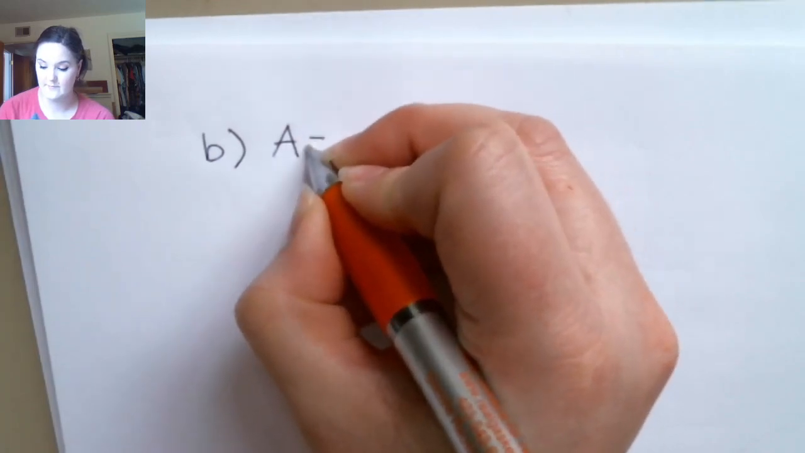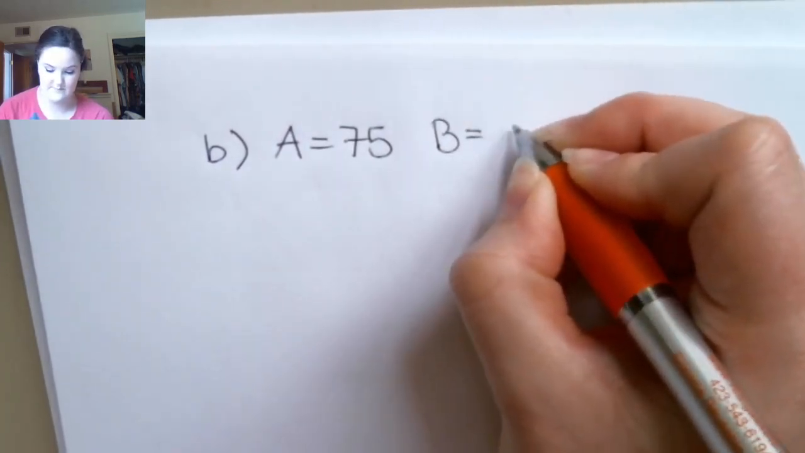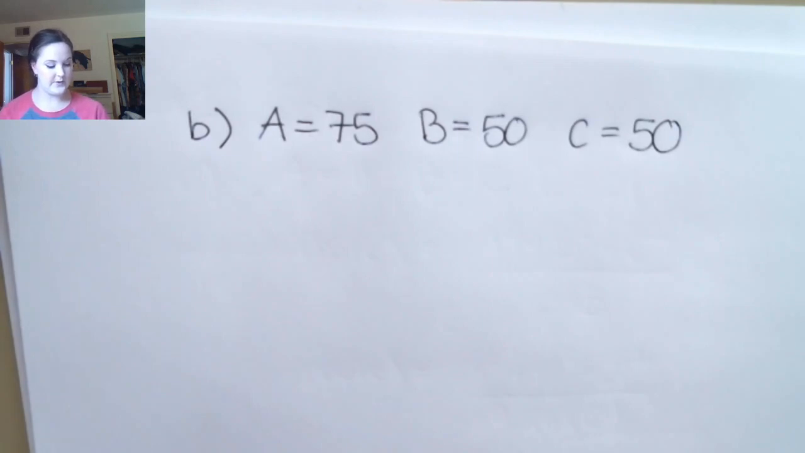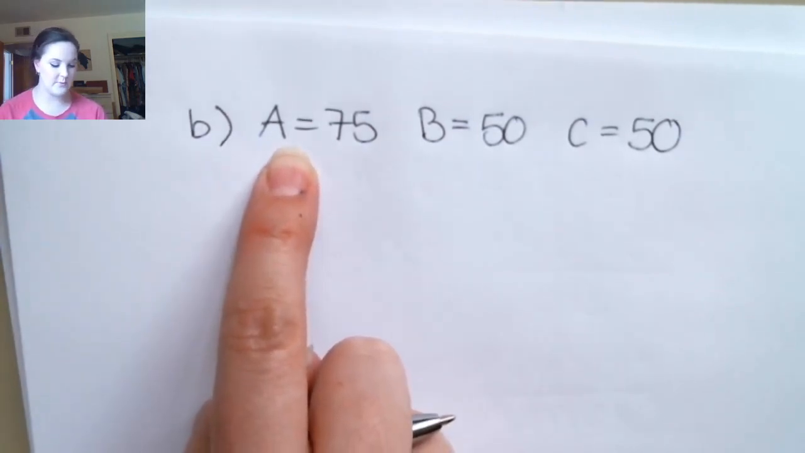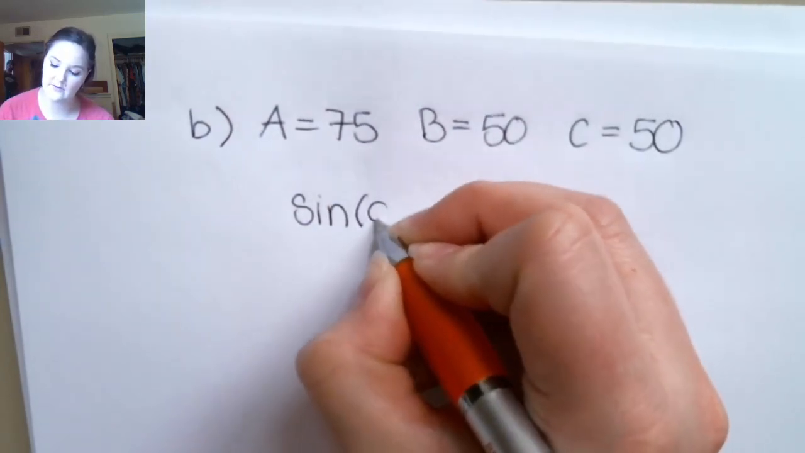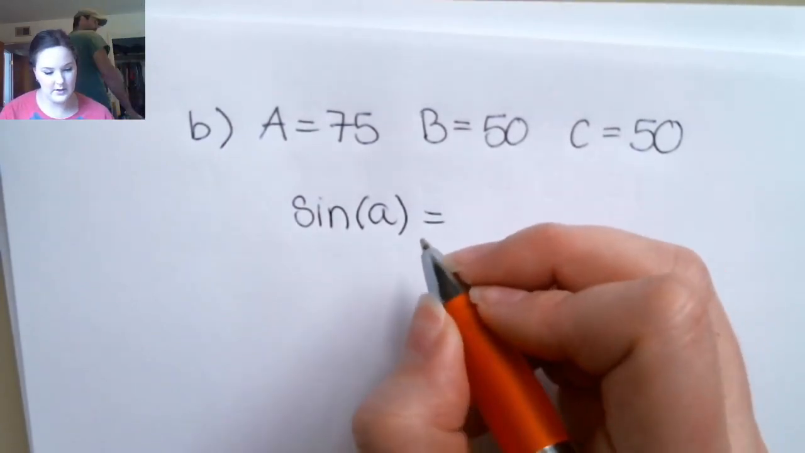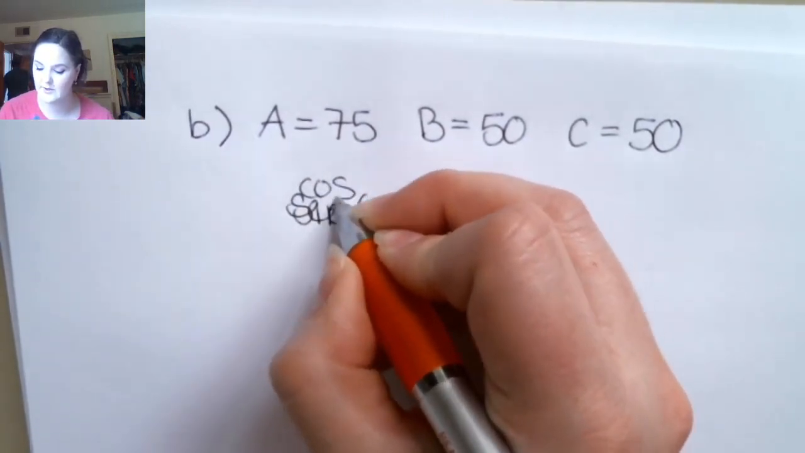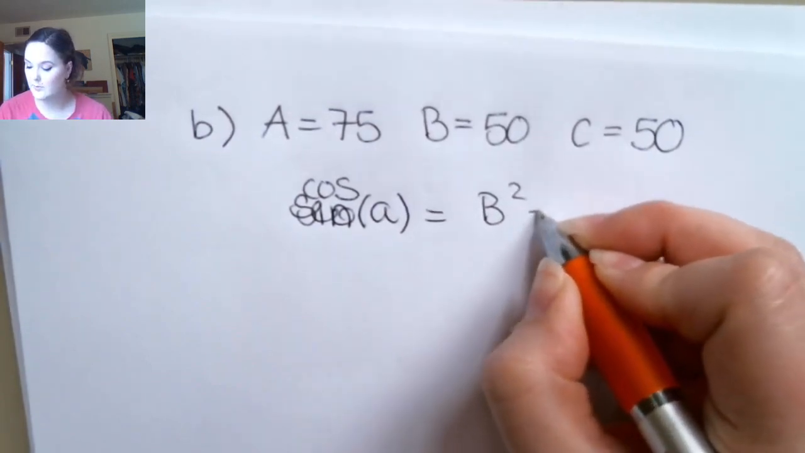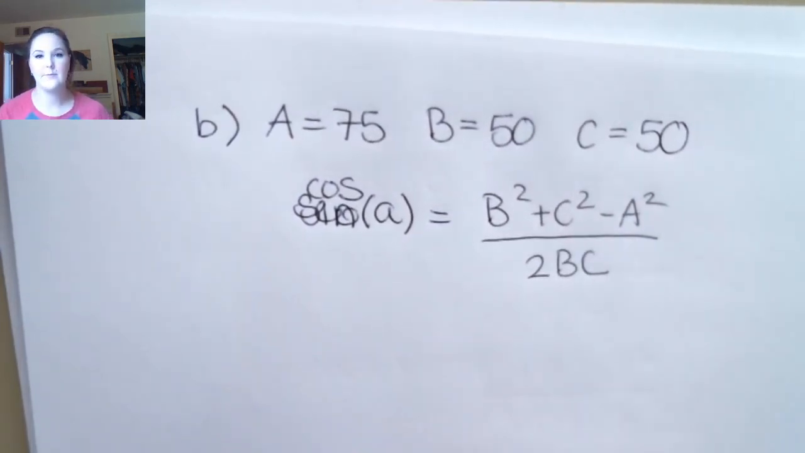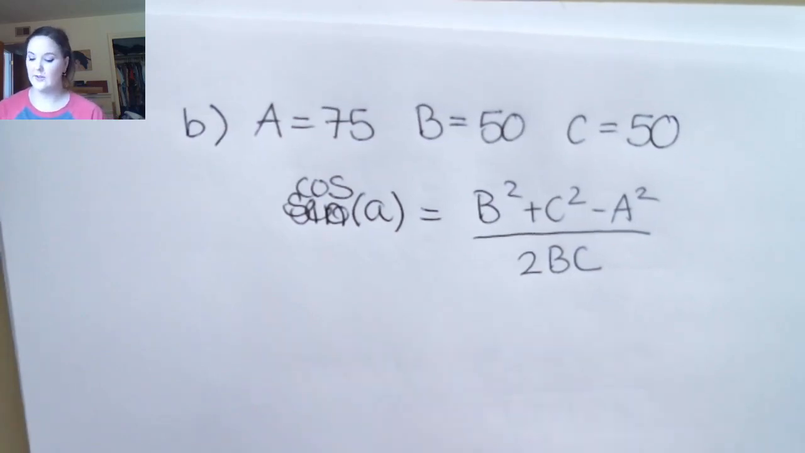Let's look at another example like that. For this example, this is the longest side, so we're going to start by finding the angle A. So cosine of A, this is the law of cosines, is equal to B squared plus C squared minus A squared over 2BC. So we're going to fill in all the values that we know.